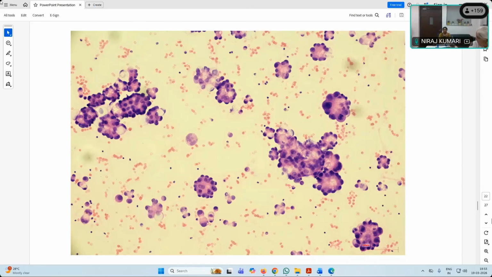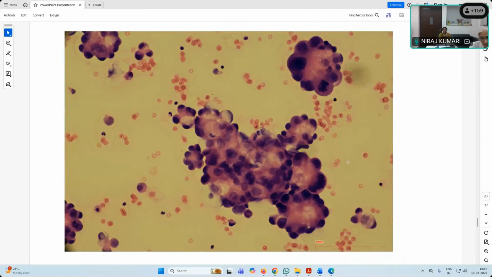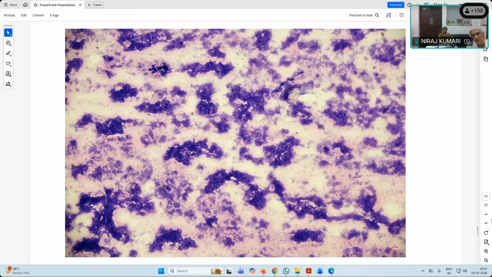So we move on to the last case. Any questions here? Okay, let's go to the last case. So this is a 62-year-old male, and he has a left cervical swelling for 4 weeks. He has a history of cough and breathlessness for the past few months. So he went for an ENT checkup. No lesion was detected on his oral examination. He has a firm to hard swelling in the left cervical lymph node, which is 2 by 2 centimeters. FNA was done, and the smears given to you were this one.